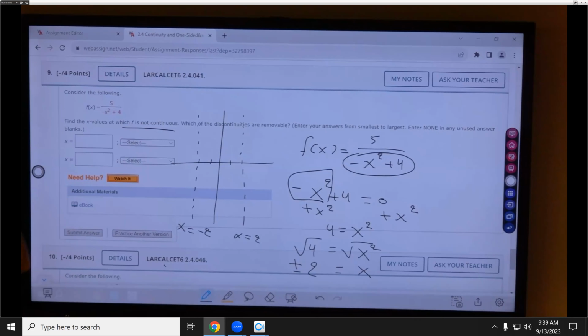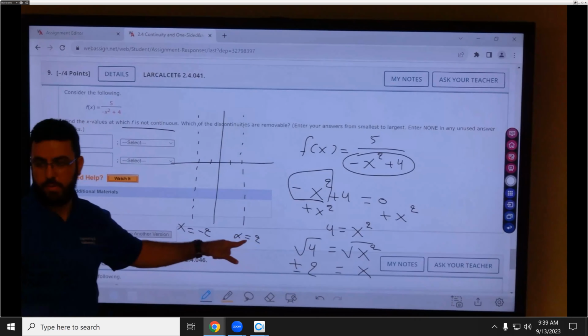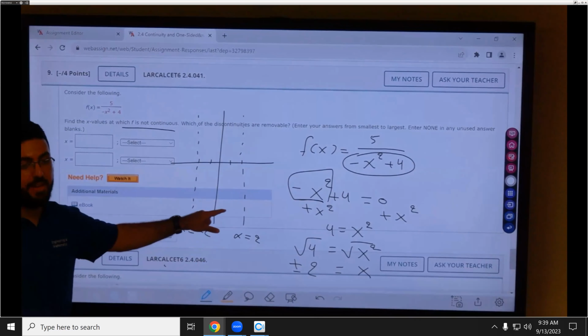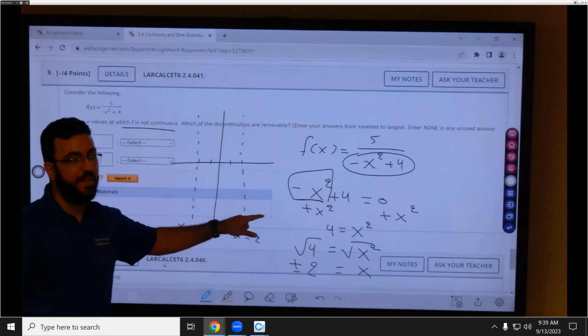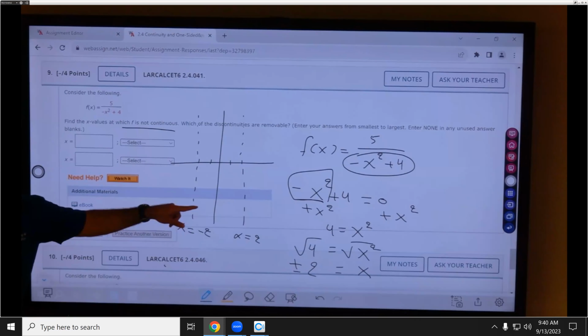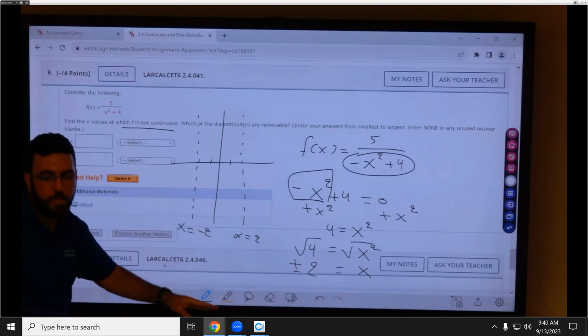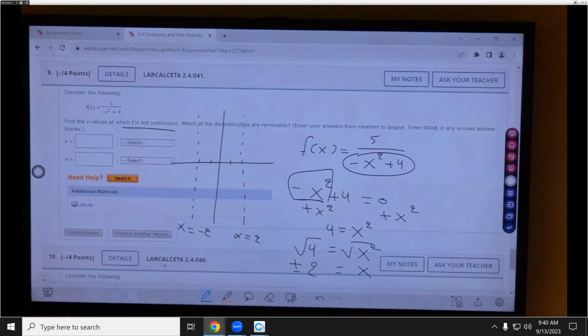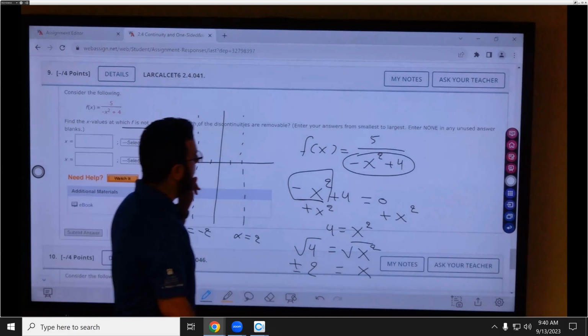Is that removable or non-removable? Non-removable. Why? Because it's an asymptote. An asymptote is a non-removable discontinuity. A hole is going to be a removable discontinuity, okay? So you're just gonna put here the left and the right.